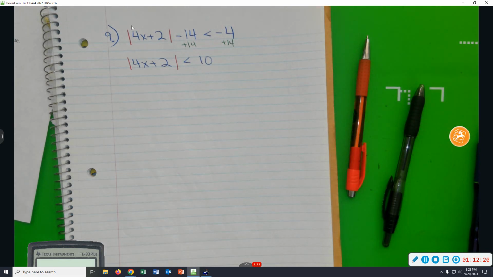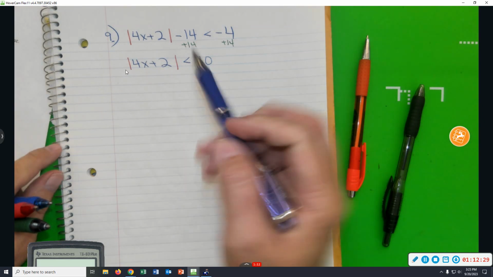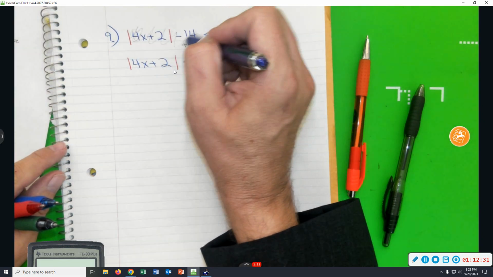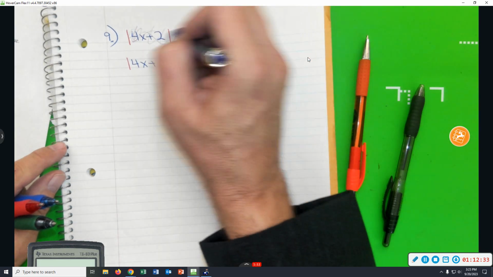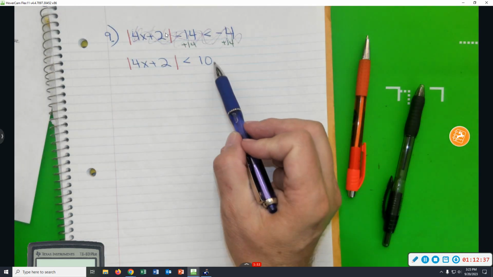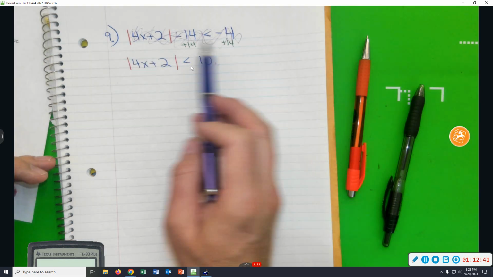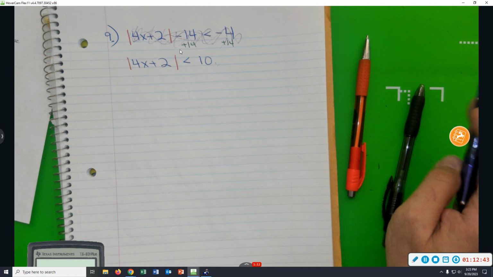Will you use the original problem anymore, Tim? No. Notice what I'm about to do. As soon as I have the absolute value isolated, I'm marking out the original problem. Students make fewer mistakes if they only work with the revised inequality from here on in. Let's pretend that problem doesn't exist.